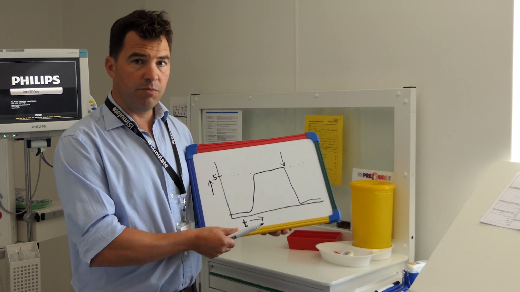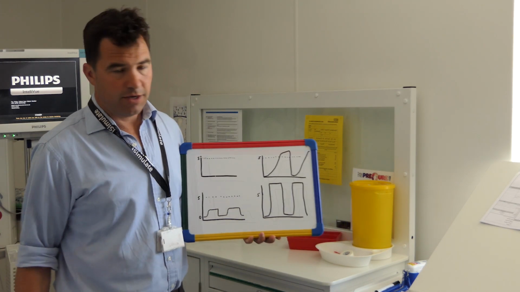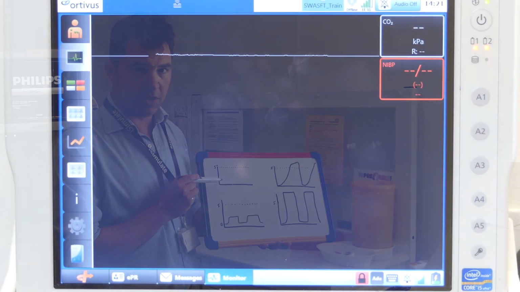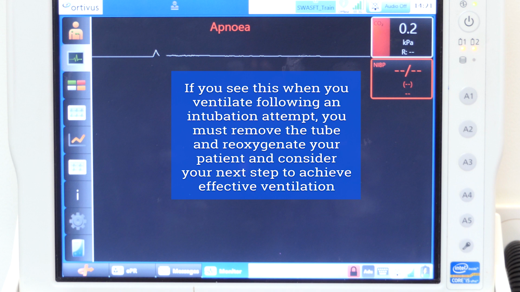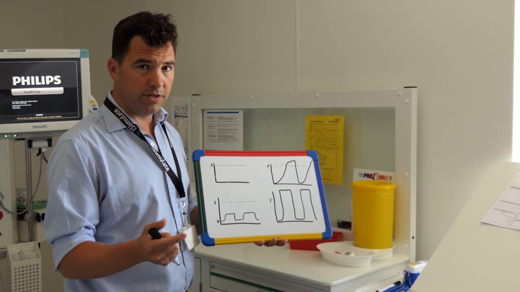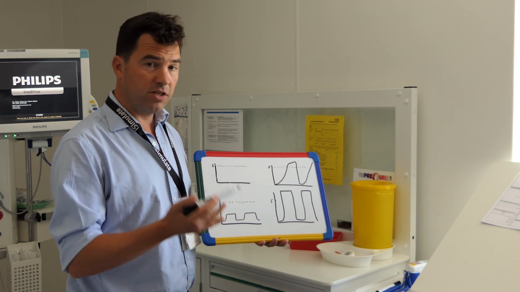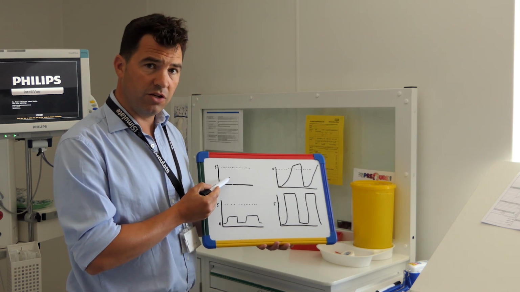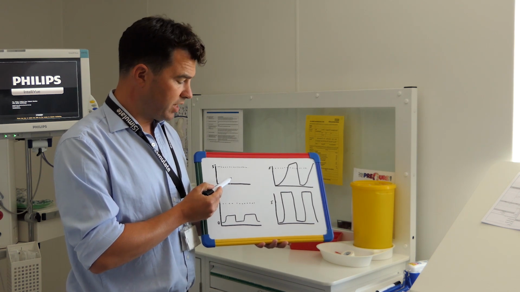And then if we look at some of the more abnormal traces we may see, the first trace we want you to be able to recognise is no CO2. No CO2 must make you think, is this esophageal intubation? If you see this when you ventilate following an intubation attempt, you must remove the tube and reoxygenate your patient and consider your next step to achieve effective ventilation. Or have we got no cardiac output? We may have no cardiac output because of some blockage in the heart or lungs or ongoing resuscitation. And if you're seeing that trace, you're not getting good enough cardiac output.